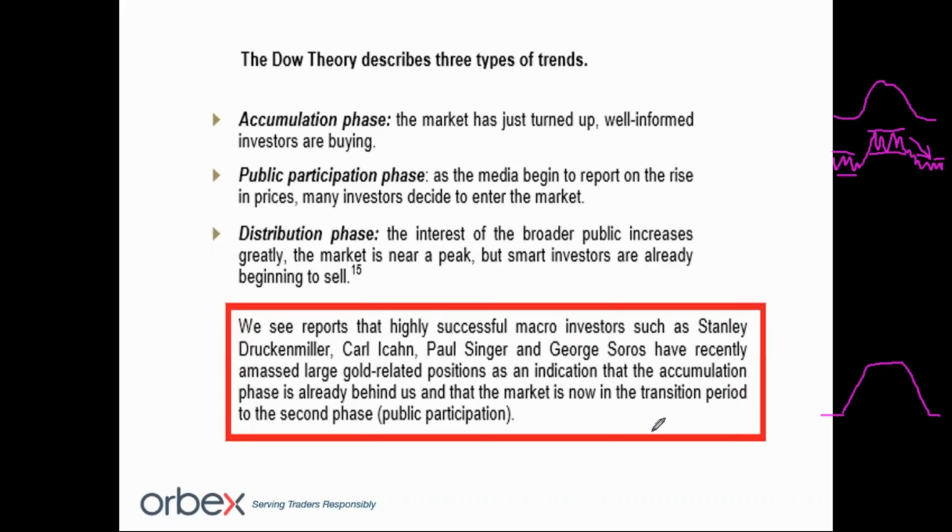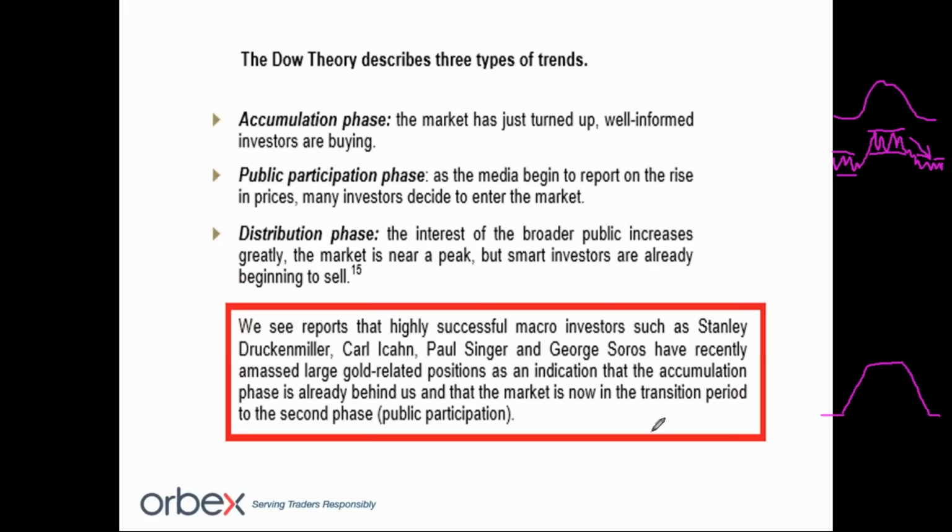So you've got names here. Maybe the ones that stand out easily are Paul Singer and George Soros. Of course, it was Stanley Druckenmiller. They all have amassed large gold-related positions, as it says here. I've taken that from Bloomberg Research. Such a position is an indication that the accumulation phase is already behind us.